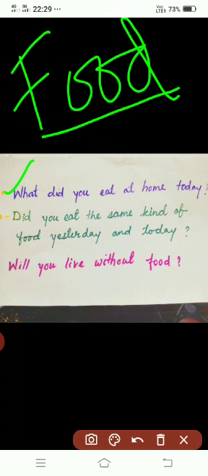First one, what did you eat at home today? I'm sure many of you will say different types of food. Some may say chapati, idli, dosa, bread, and so on.